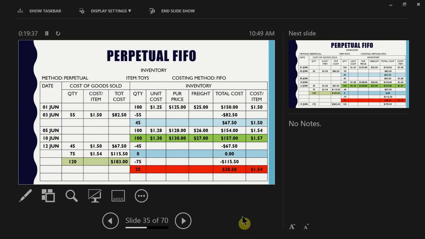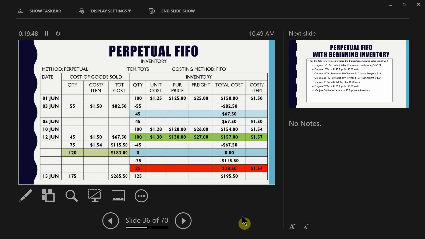So now I have a remaining inventory, right, of a red batch of 25 and a green batch of 100 items. Okay? Which, of course, on the very last day, here on June 15, you should have been given that you have 125 toys available left on hand. Okay? And we do. We have the red batch of 25 and 100 in the green batch right there. Okay? Any questions?